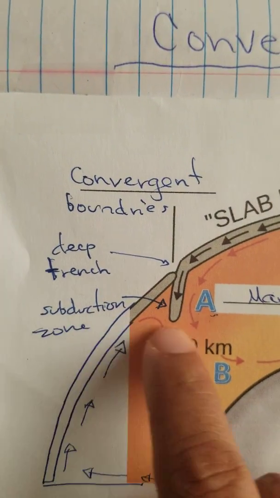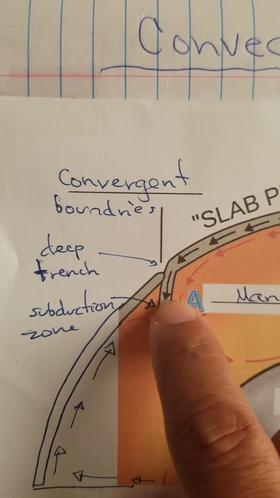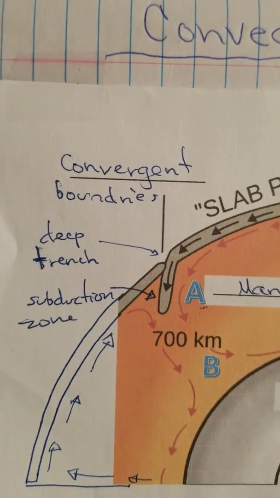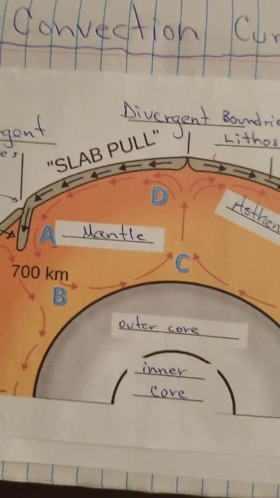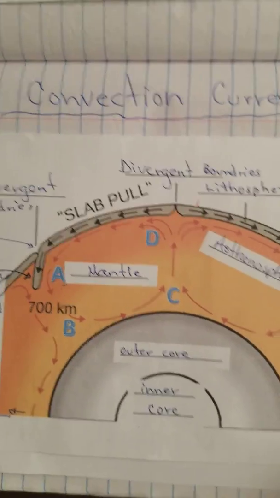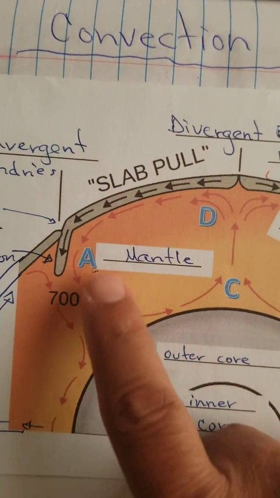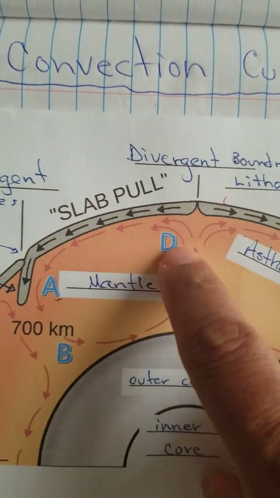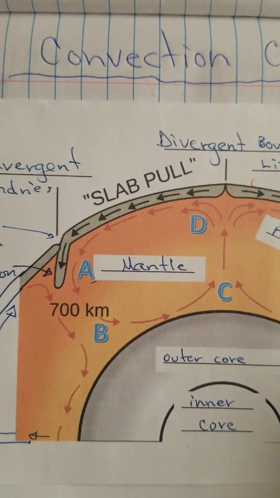And then we call this area, or the section of the plate that is sinking, the subduction zone. All right, so make sure you have all those titles. And now we're going to be explaining what happens at points A, B, C, and D. So ready? Here we go.